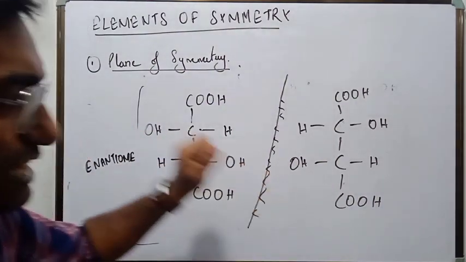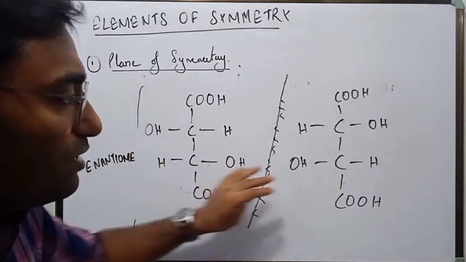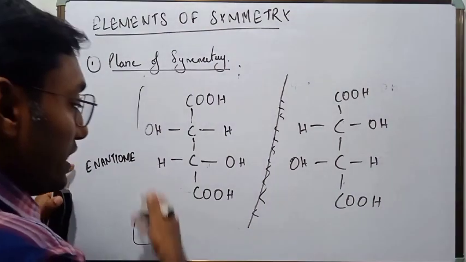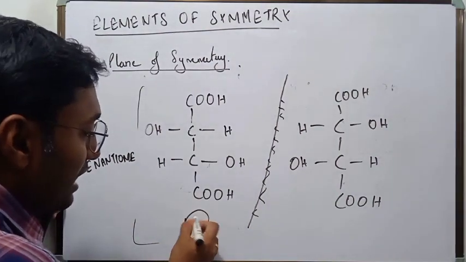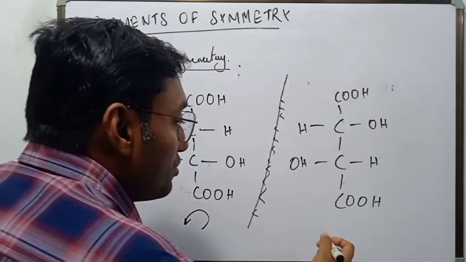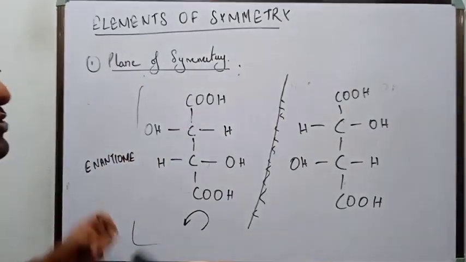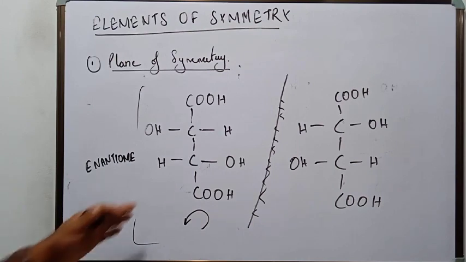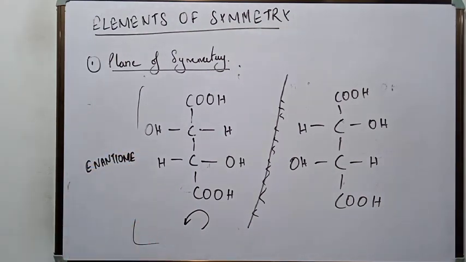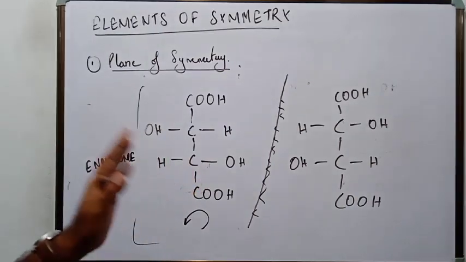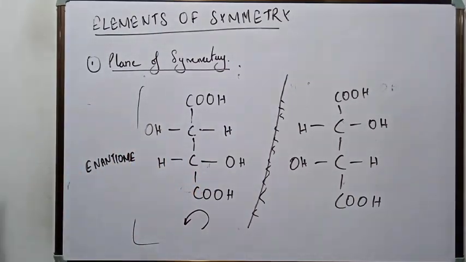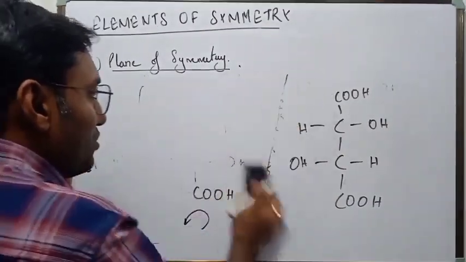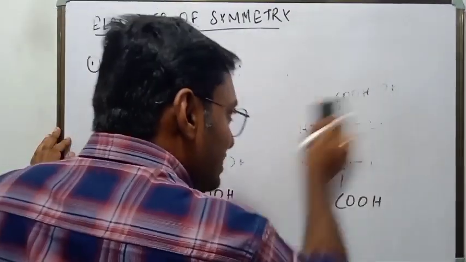Now they exist as enantiomers. They exhibit optical activity. One of them may rotate the plane-polarized light towards the right, and one of them may rotate it towards the left. I don't know which. We have to see it in a polarimeter, which rotates it to the right and which to the left. The one which rotates to the right is the plus isomer, and the left-rotating isomer is the minus isomer. So we are seeing that it is because there is no plane of symmetry in this isomer.